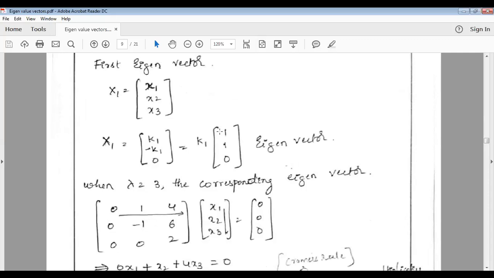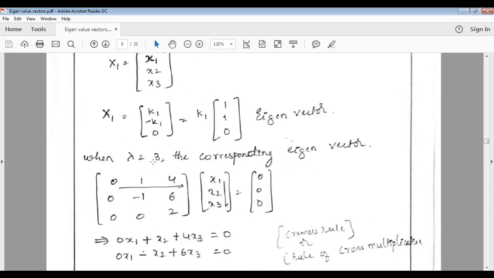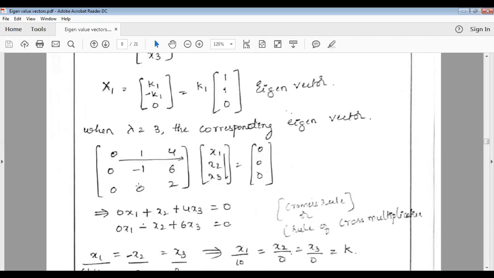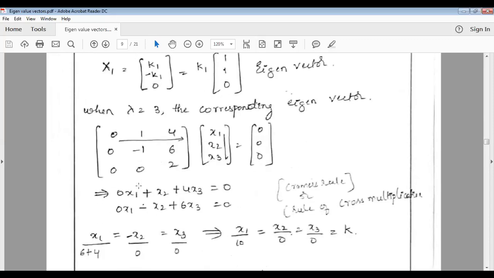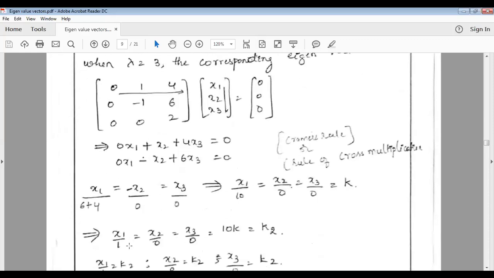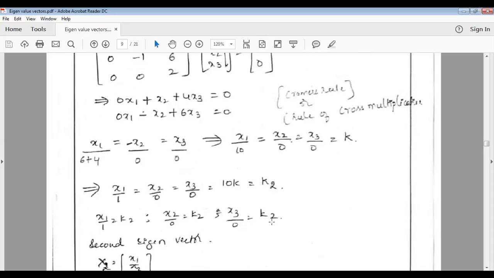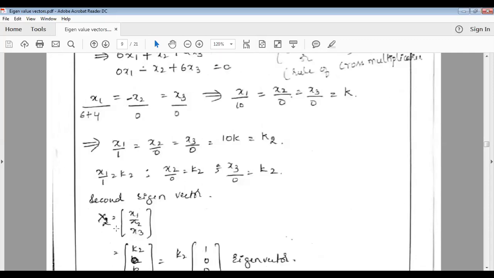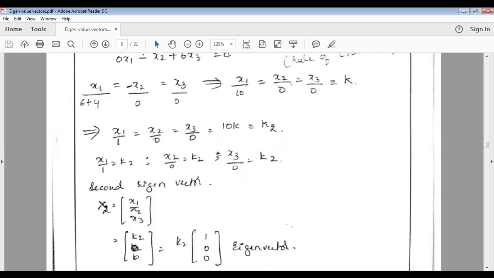Now I have two more lambdas to go. So I have lambda equal to 3, which I have plugged in, and I found the values here. I'll apply the same Cramer's rule or the cross multiplication rule, and I'll find again that x1 by 1 equal to x2 by 0 equal to x3 by 0 is some k2, and then I'll write the eigenvector x2 as x1, x2, x3, which turns out to be 1, 0, and 0.